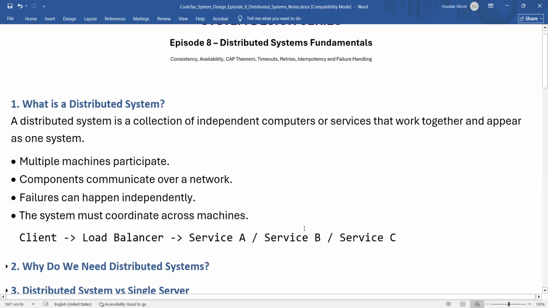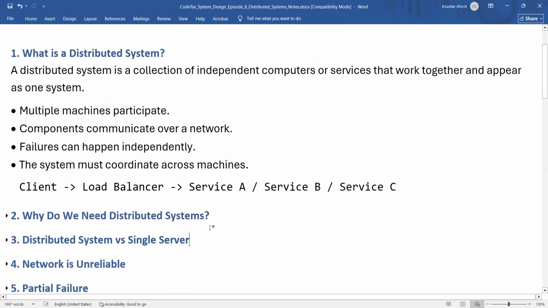There may be multiple application servers behind the load balancer. There may also be separate services for users, products, orders, payments, and inventory. All these components work together. From the user's point of view, it looks like one application, but internally many machines and services are communicating with each other. So that is the basic idea of a distributed system.